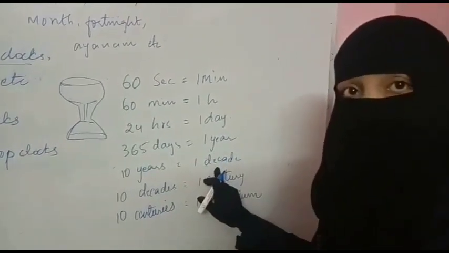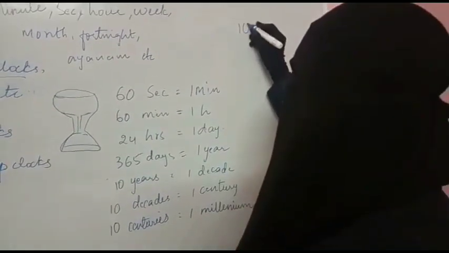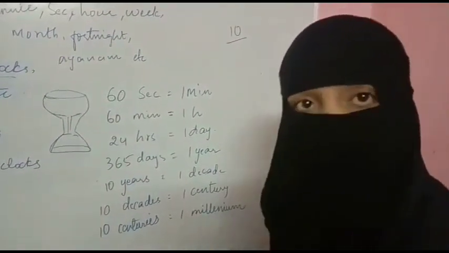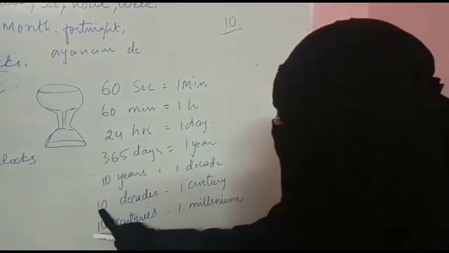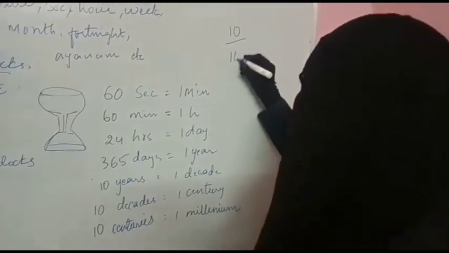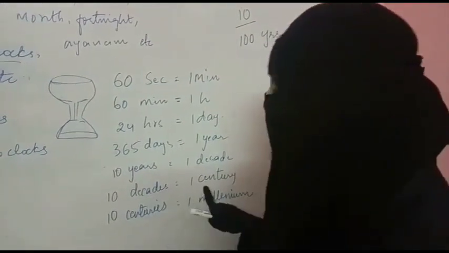So how will you say a decade? For example, a student is 10 years old. That means he is 1 decade old. That means 10 years equals 1 decade. So here 1 century equals 100 years, right? 100 years. So 10 decades equals 1 century.